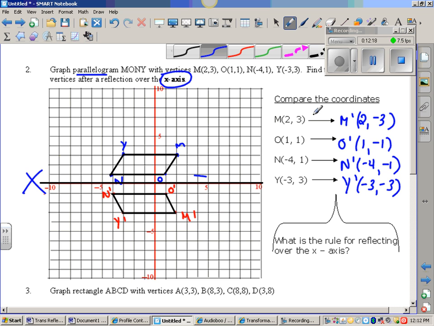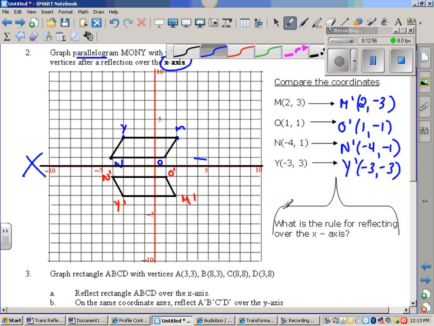When you compare the results, 2, 3 is now 2, -3. 1, 1 is now 1, -1. -4, 1 is now -4, -1. And -3, 3 is now -3, -3. The numbers didn't change. The x's stayed completely the same. The only thing you did, which changed the entire shape, it moved it all the way down, it flipped it right over that x-axis, is by negating the y value. All of these y values have changed the sign. So that's your rule. That's what's going to happen every single time you reflect over the x-axis.